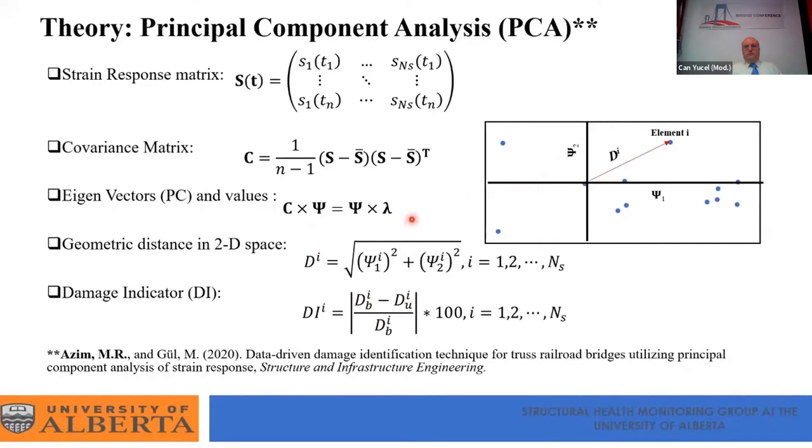Now, these principal components are orthogonal vectors. Therefore, they can be plotted in a two-dimensional plot, as you can see here. And because these are orthogonal, for each point the distance from the origin can be calculated by a simple geometric equation, which is the square root of the sum of squares. Once we have this distance for the baseline bridge and the unknown state bridge, a damage indicator or damage feature is proposed, which observes the change in this distance from the baseline bridge to the unknown state bridge, as you can see here in this equation. So these are the theories that I have developed to detect damage using strain.